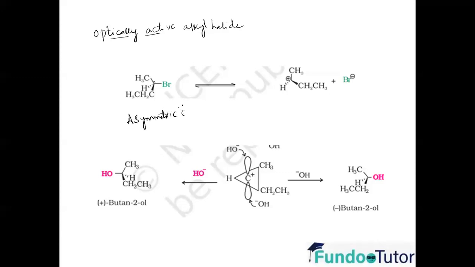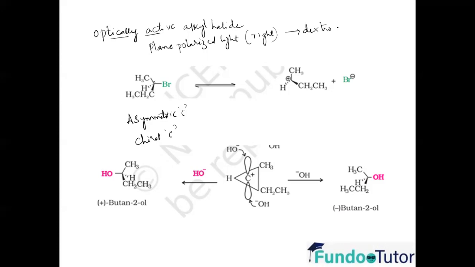or chiral carbon. That means it is able to rotate the plane polarized light either towards left or towards right. So the optically active alkyl halide, or the optical activity, is nothing but that it can rotate the plane polarized light. If it rotates the plane polarized light towards right, it is called what? Dextrorotatory.